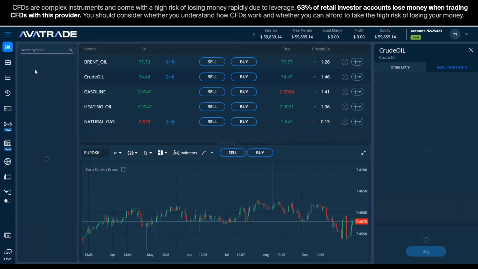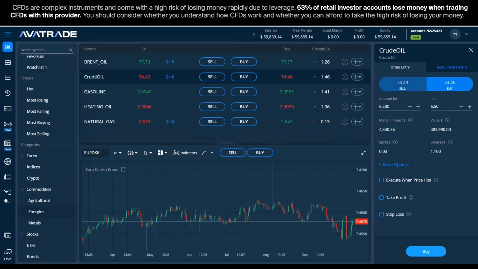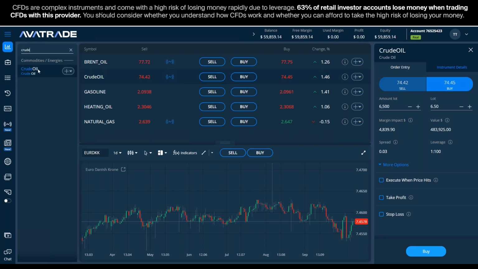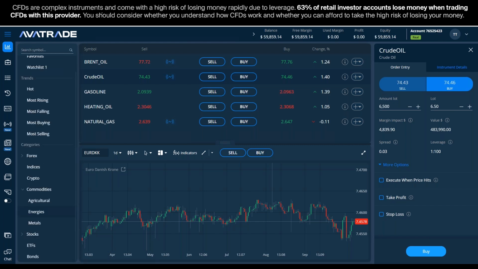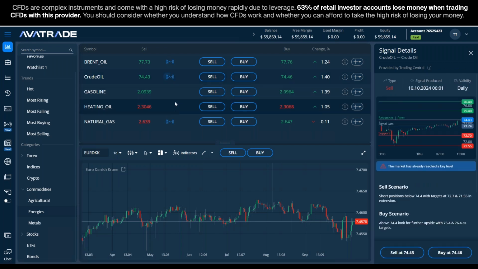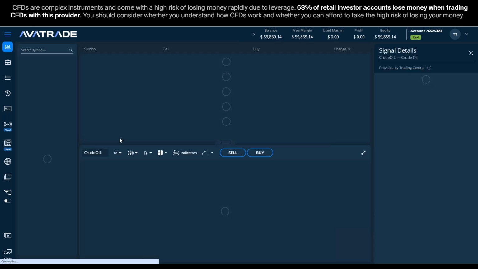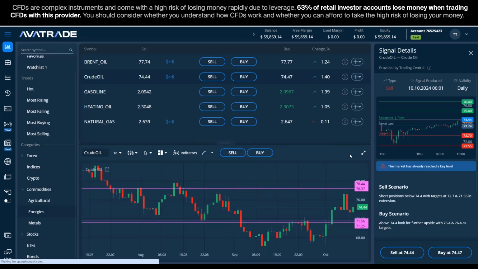We'll load it from up here. Let's try it again. I think my internet's just a little fussy. Let me refresh my screen. We'll get the crude oil chart up. There it is. Yeah, I just needed to refresh on my side.